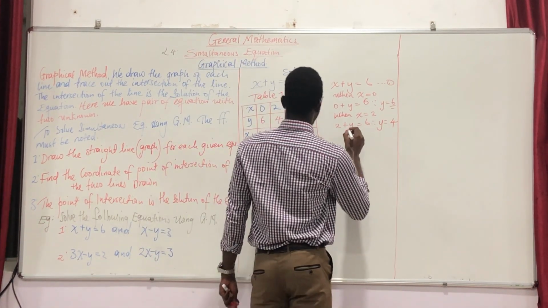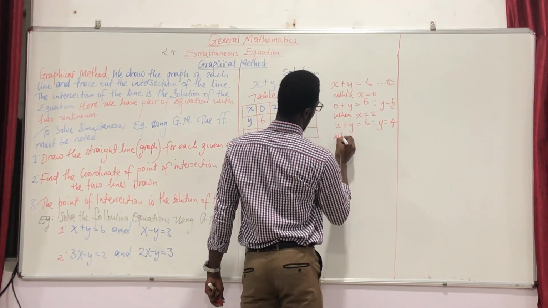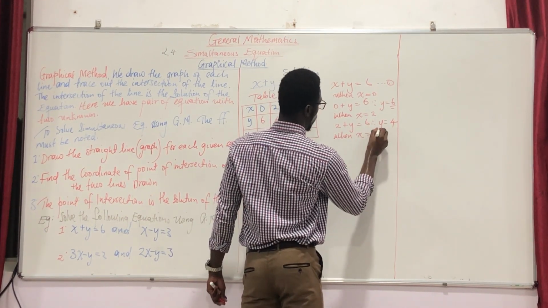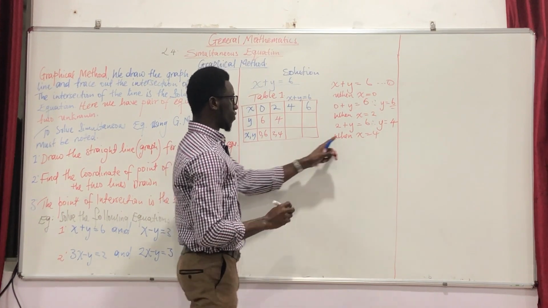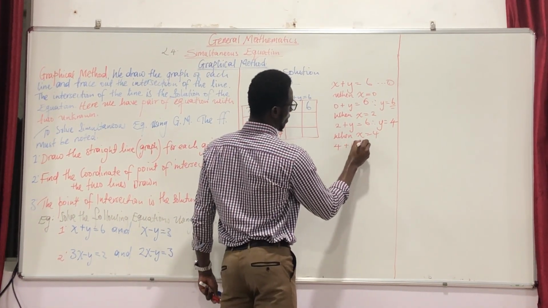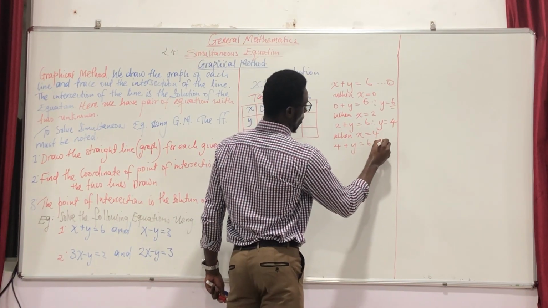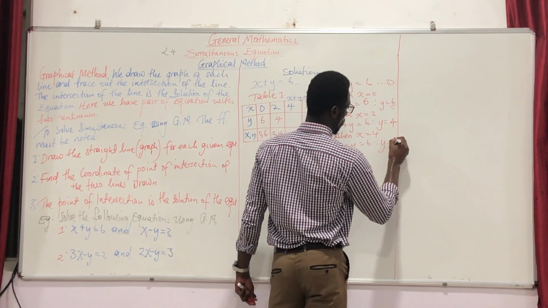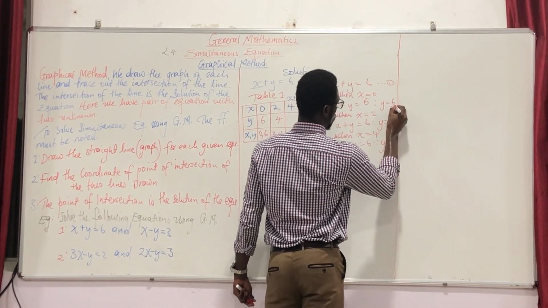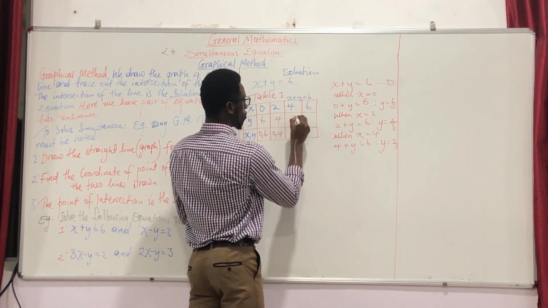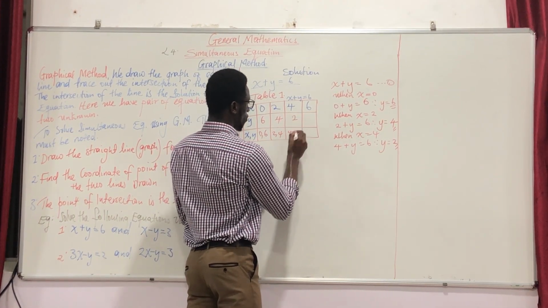Then the third one, when x equals 4, again we substitute. So we say 4 plus y equals 6. Therefore, our y coordinate will be 6 minus 4, which is 2. So here we have 4, 2.